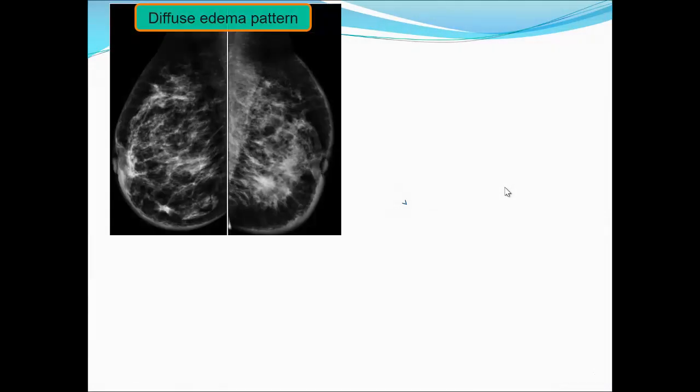Diffuse breast edema, global asymmetry of the breast, but there is bilateral breast edema here and there. And there is asymmetry here, diffuse asymmetry of the left breast, global asymmetry of the left breast. And we have also focal asymmetry on that side.